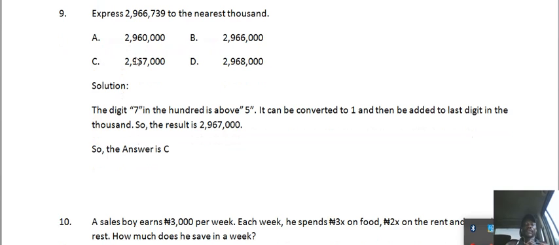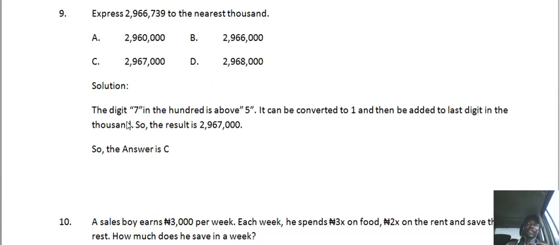Let's go to question 9. Question 9 says express 2,966,739 to the nearest thousand. So we are expressing this number to the nearest thousands. And how do we do that? We look at the options first. Option A is 2,960,000. Option B said 2,966,000. Option C said 2,967,000, and option D said 2,968,000.